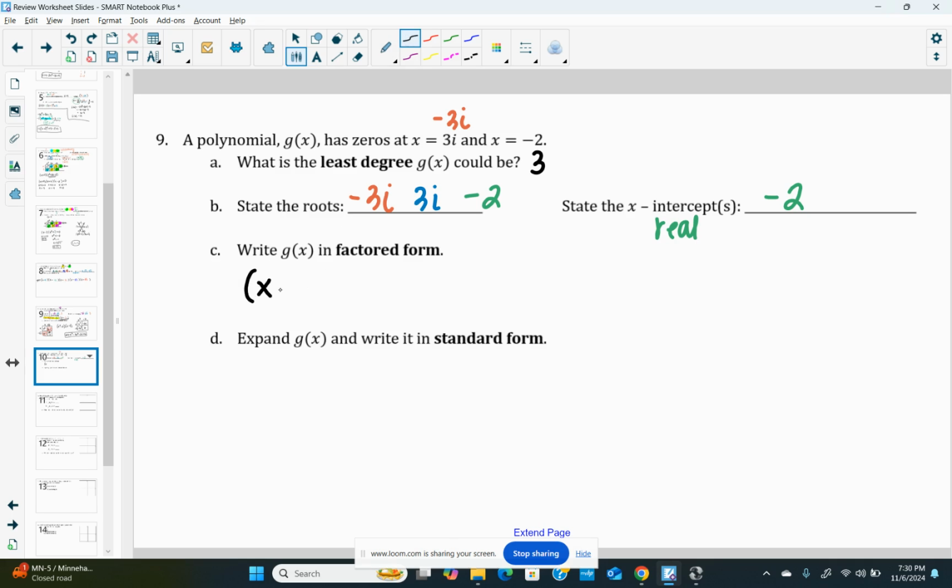When we write this in standard form, it's going to be x minus a negative 3i, so it'll turn to x plus 3i. Then x minus 3i.